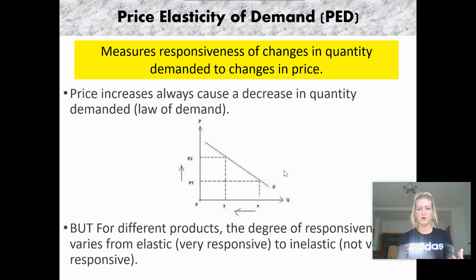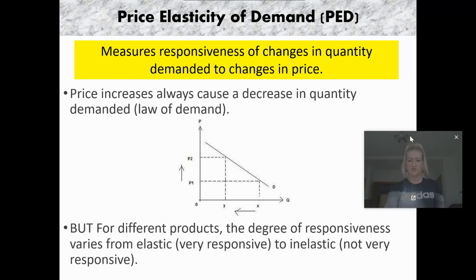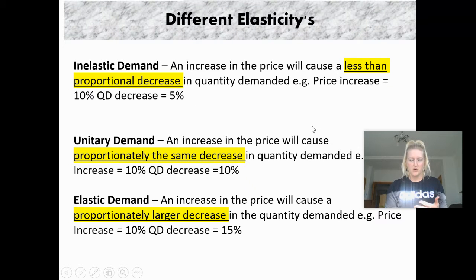Now, we know with the law of demand that any increase in the price will always lead to a decrease in the quantity demanded, obviously, because the good becomes less affordable. But for different products, we will have different degrees of responsiveness, so how responsive consumers will decrease their quantity demanded, from basically very responsive, which is elastic, to not very responsive, which would be inelastic. So inelastic demand basically means that there would be a less than proportional decrease in the quantity demanded. Okay, so not very responsive.